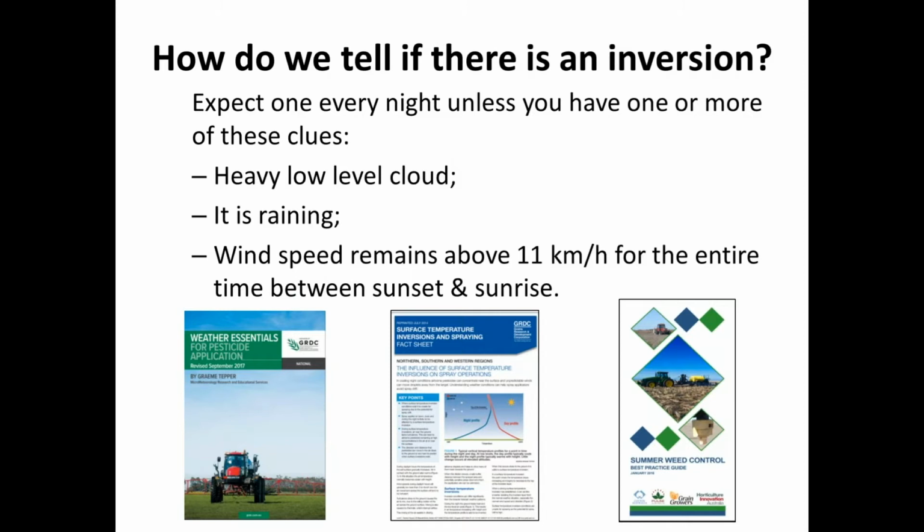So heavy low-level cloud, it's raining, or the wind speed remains above 11 kilometres an hour for the entire time between sunset and sunrise. So late in the afternoon, as the sun starts to drop, if that wind speed starts to drop down below 11 k's an hour, that's probably our first indicator that there's an inversion setting in. So if people plan to go spraying at night, then they really need to understand and watch what that wind does around sunset. That will certainly help them determine the risk factors if they spray into the night.